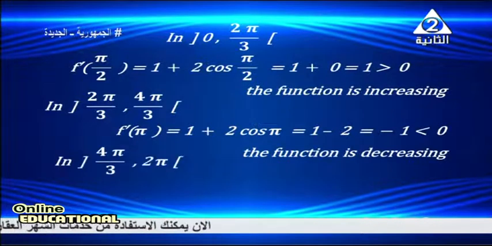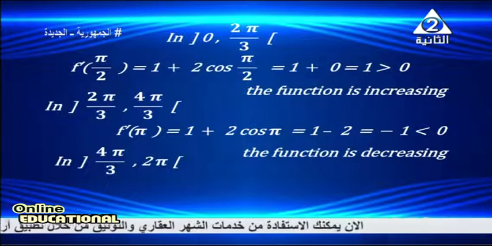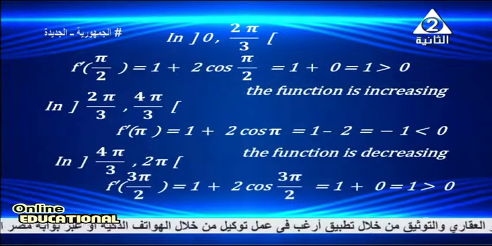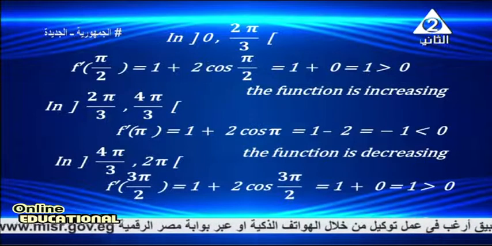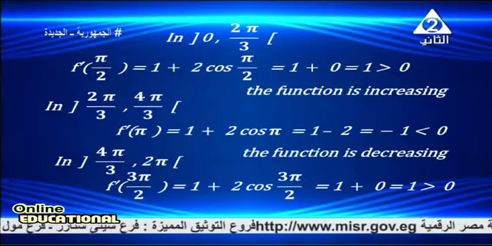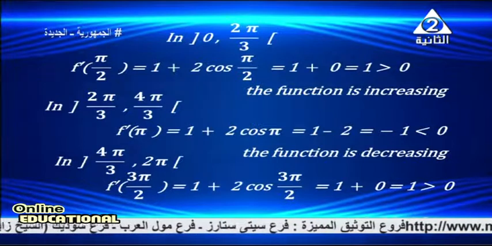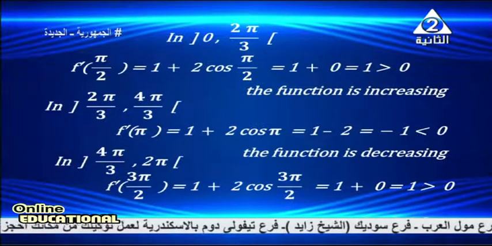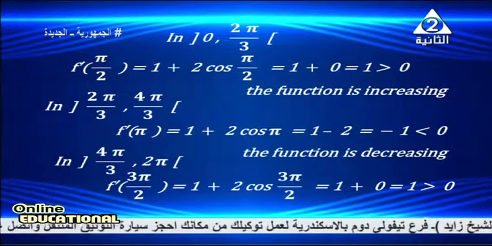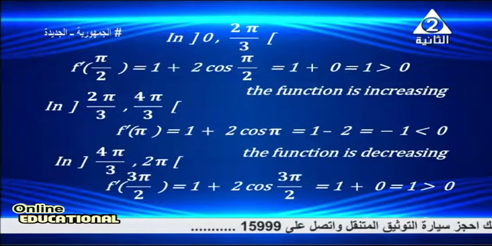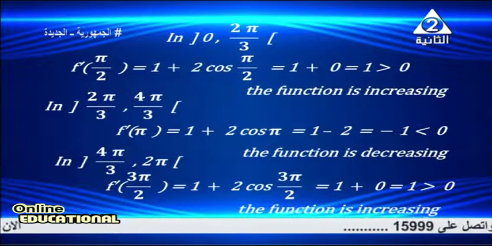In the interval 4 pi over 3 to 2 pi, we can choose x equals 3 pi over 2. Then f'(3 pi over 2) equals 1 plus 2 cosine 3 pi over 2. Cosine 3 pi over 2 equals 0. Then f'(3 pi over 2) equals positive 1. Positive 1 is bigger than 0. Then the function is increasing in this interval.